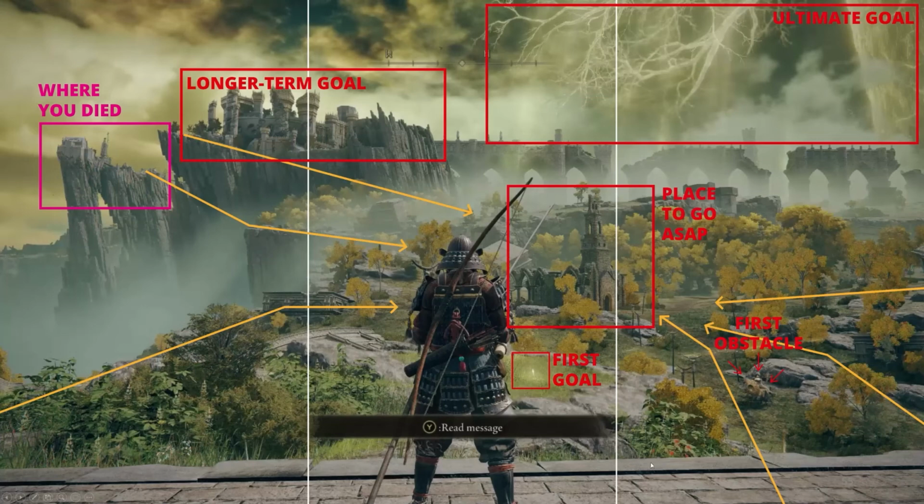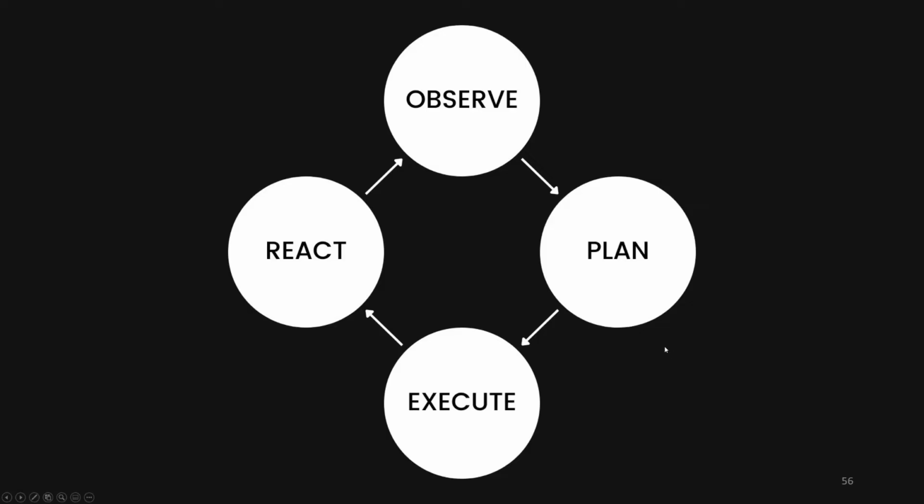So these obstacles, I told you during this slide that we already have to choose if we want to fight it, if we want to sneak past, if we want to go the other way. There are many choices. And there is this loop that's actually summarizing how the player's intentionality can be defined, and it's basically observing the environment, planning your actions, executing them, and then reacting to some possible outcomes. It's very easily observable in some stealth elements.